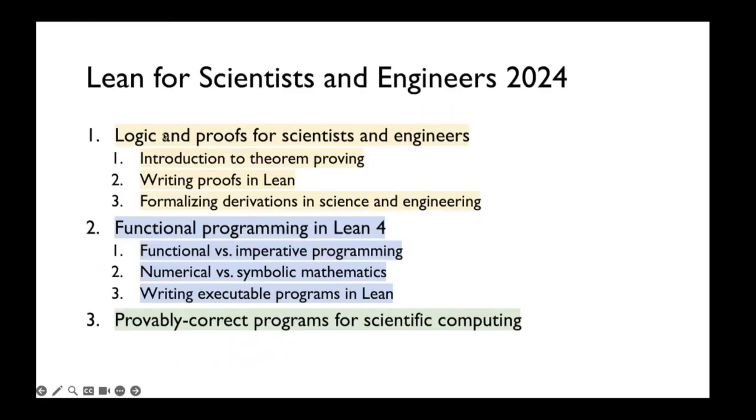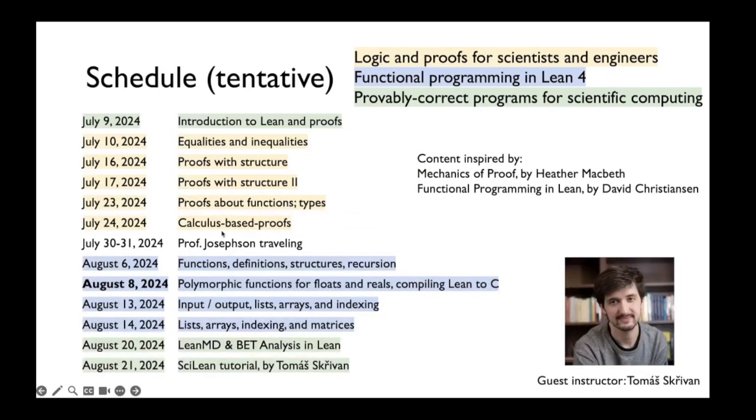We are now on the last lecture of the first module, Logic and Proofs for Scientists and Engineers. And starting the next lecture, Lecture 7, which will be in 2 weeks, we will be getting into functional programming in Lean. So we are right here on the schedule, calculus-based proofs. Next week, we get into functional programming in Lean, where we'll be doing more about functions. We did functions last time. Today will be a bit more about functions and then delving into calculus-based proofs.